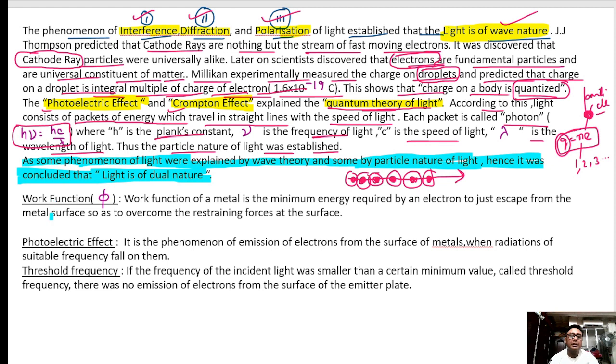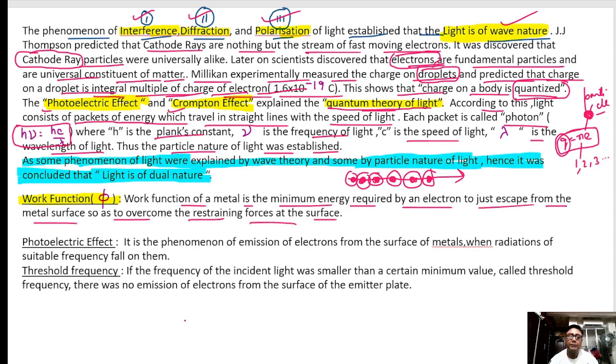Next, we will be studying the work function. So what is work function? The work function of a metal is the minimum energy required by an electron to just escape from the metal surface, so as to overcome the restraining forces of the surface.